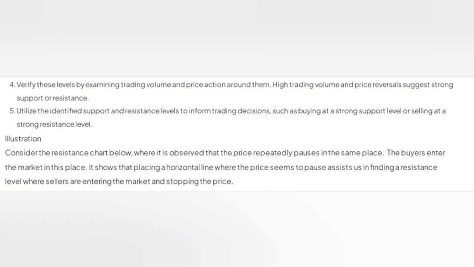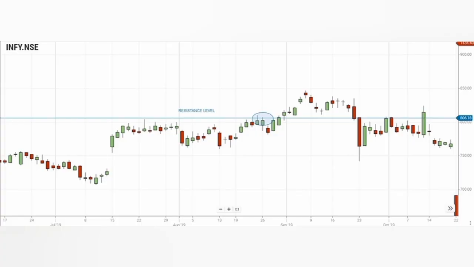Illustration. Consider the resistance chart below, where it is observed that the price repeatedly pauses in the same place. The buyers enter the market in this place. It shows that placing a horizontal line where the price seems to pause assists us in finding a resistance level where sellers are entering the market and stopping the price. The above chart demonstrates the utilization of candle bodies to establish the resistance line. Placing support and resistance does not adhere to a fixed method.